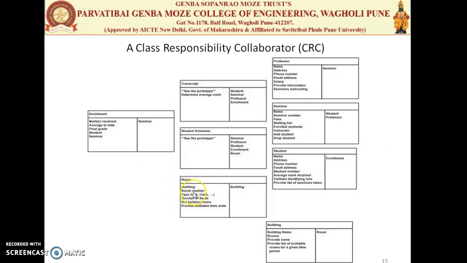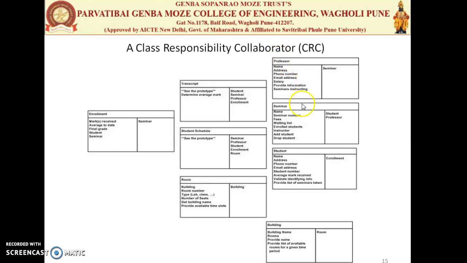Room will have the building, then the room number, the type, that means whether it is a lab or a class, then the number of seats available in that particular room, then the gate number or the building name, then we have to provide available time slots. What time slots are available for that particular room, and for this class, that is the room, we have the collaborator as the building. So the different information regarding the building will be taken from this collaborator class, building.